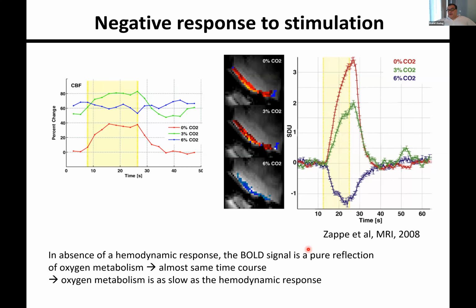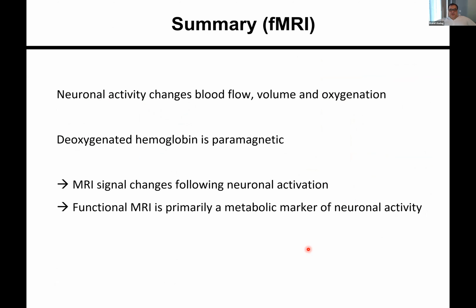Or in other words, fMRI actually is a fast response, only it's coupled to oxygen metabolism and not to neuroactivity directly. To summarize the fMRI part, the neuroactivity changes blood flow, volume, and oxygenation. And combined with the effect that deoxygenated hemoglobin is paramagnetic, we are measuring MRI signal changes following neuroactivation. And in my mind, and other people might disagree, functional MRI is primarily a metabolic marker of neuroactivity and not a marker of information processing. So that's important to keep in mind.